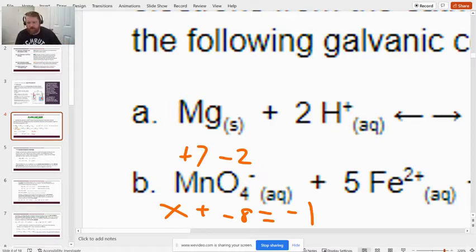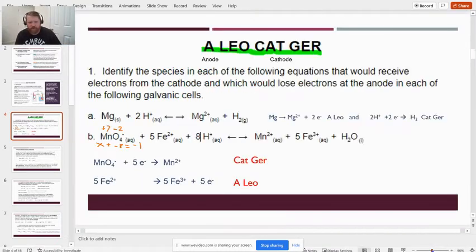Here we go. Evidently, I can write on the screen with my finger. That's very nice. So the manganese is going from +7, gaining 5 electrons, and now it's +2. It's the cathode. It's where it's gaining electrons. Gain electrons, cathode. The iron is going from +2 to +3. It's losing 1 electron. But there are 5 irons, so that's happening 5 times. 5 times 1 is 5 electrons being lost. Yay. So the iron is at the anode.